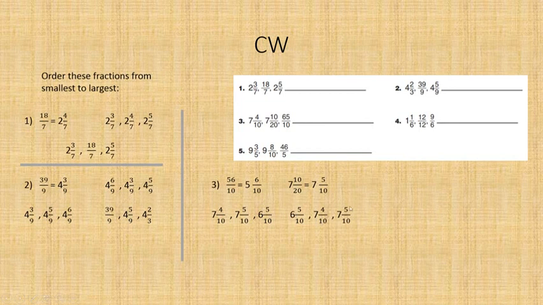The third one is going to be 7 and 5 over 10. So write it down in the original form. It's going to be like that. Okay, let's go to question number 4.